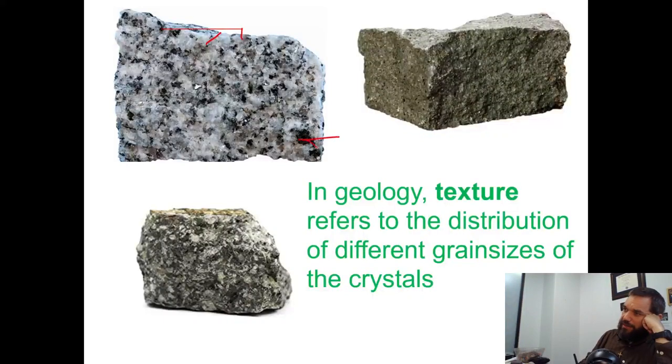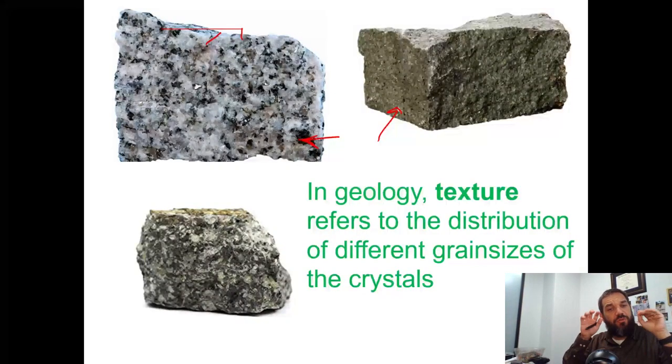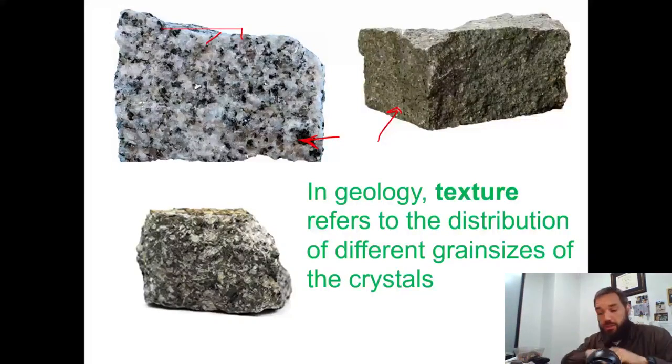You can see the micas. You can see the plagioclase crystals. You can see the quartz crystals. And you can actually see it with the naked eye. That's a different texture than something like this, where you can't really see the individual crystals. We say that they have different textures because we have different distributions of crystal sizes. Sometimes you can have a mix, too.